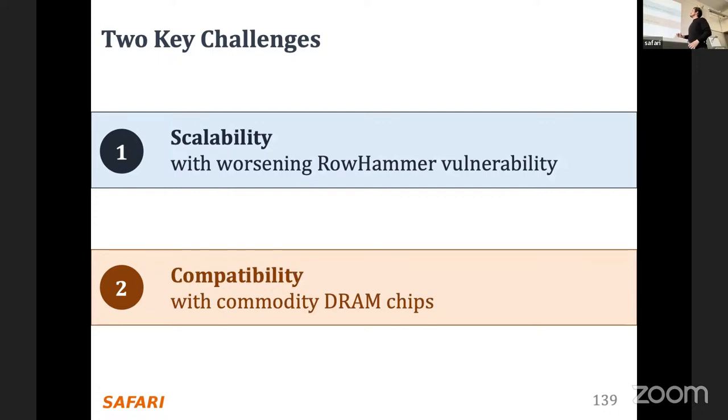There are two main targets of this defense mechanism. First, we want it to scale with worsening RowHammer vulnerability. Back then, the worst RowHammer vulnerability was, I guess, 4,800. It still is the same. Like the lowest observed RowHammer threshold is 4,800 still. And that's from the Revisiting RowHammer paper. And the second goal is to be compatible with commodity DRAM chips. So we don't want to change anything in the DRAM interface or anything in the DRAM chips themselves.